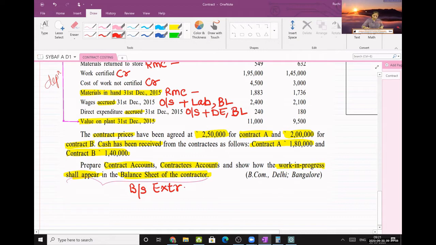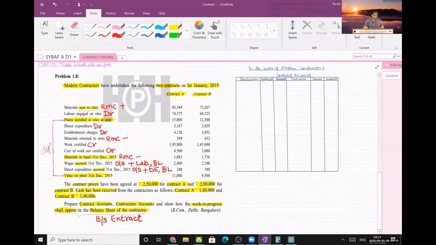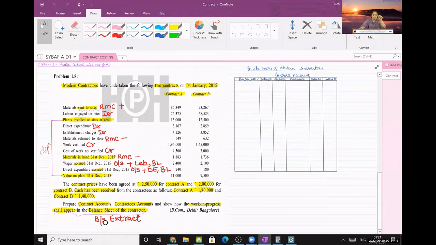Is the question clear to everyone? Question समझ में आया सबके? So in the books of contractor, in the books of construction company, how many ledgers are prepared first? Contract account is prepared, then contractee account is prepared, and a balance sheet is prepared.